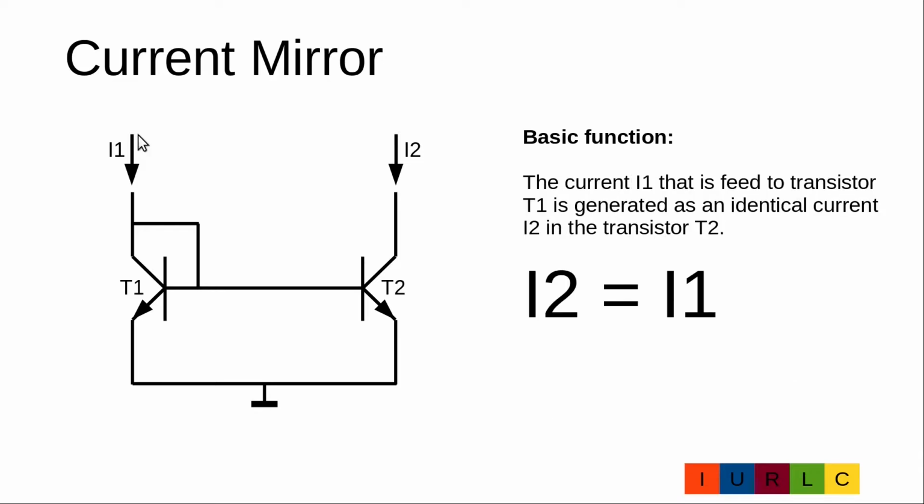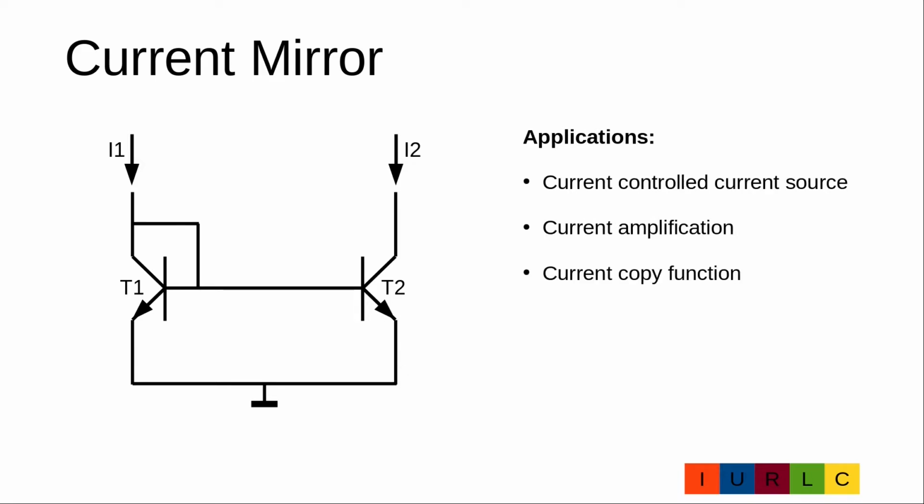The basic function of a current mirror is that a current I1, which is flowing through the transistor T1, is generating an identical current I2, which is flowing through the transistor T2. Typical applications for current mirrors are current controlled current sources, current amplification, and copying current to different circuit parts.